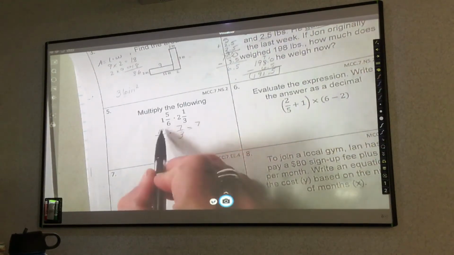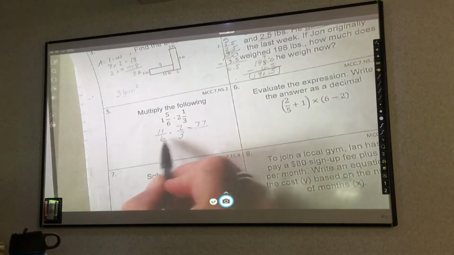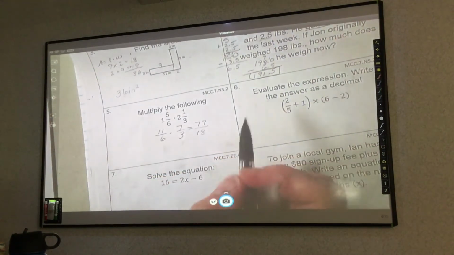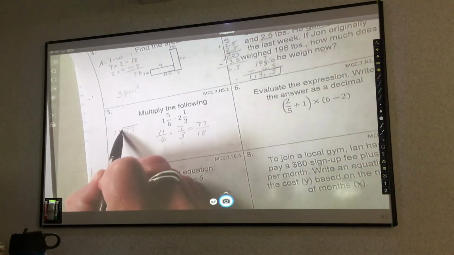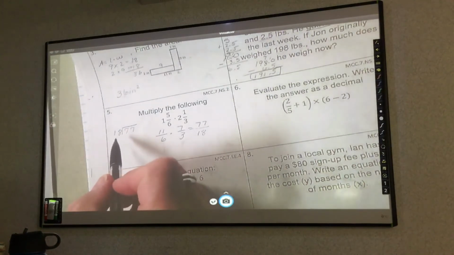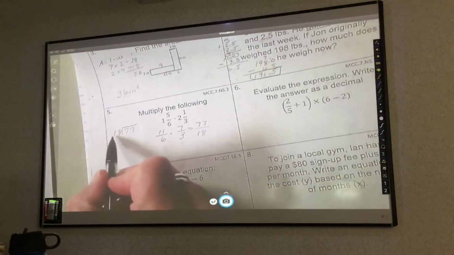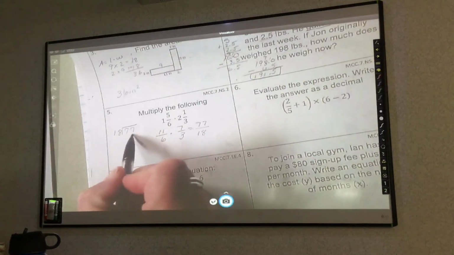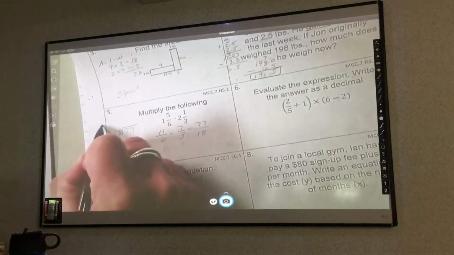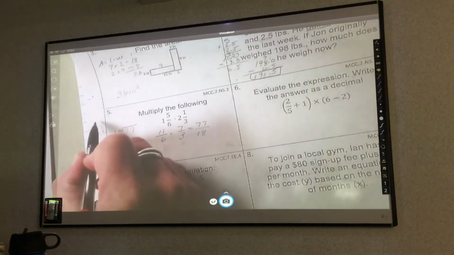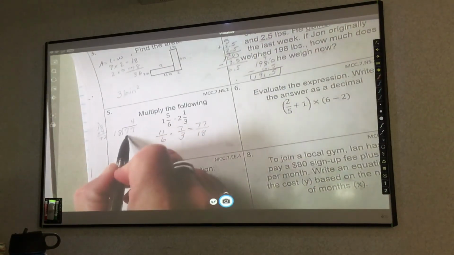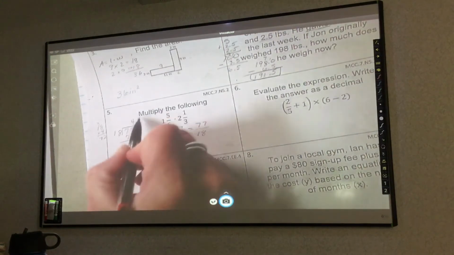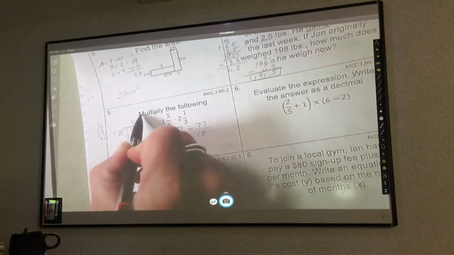So it's 11 times 7 is 77, 6 times 3 is 18. Do not leave it like that. So I take 77 divided by 18. And then I don't know my 18, so I just think this is about 20, and that's about 80. And 20 can go into 80 about 4 times. So then I take 18 times 4, and I get 72, so that works. So 4 times. So it's 4 and 5/18ths is your final answer.